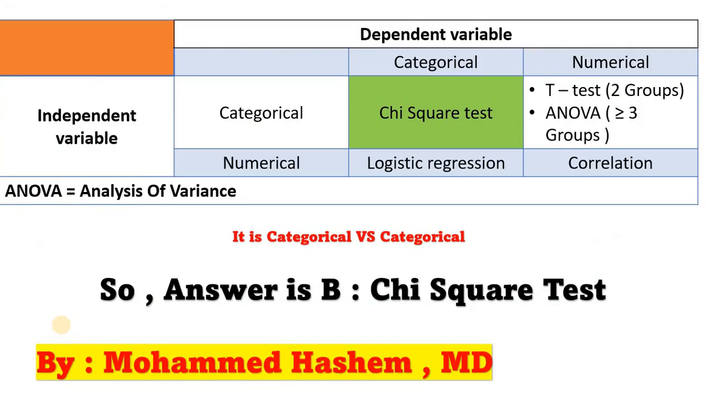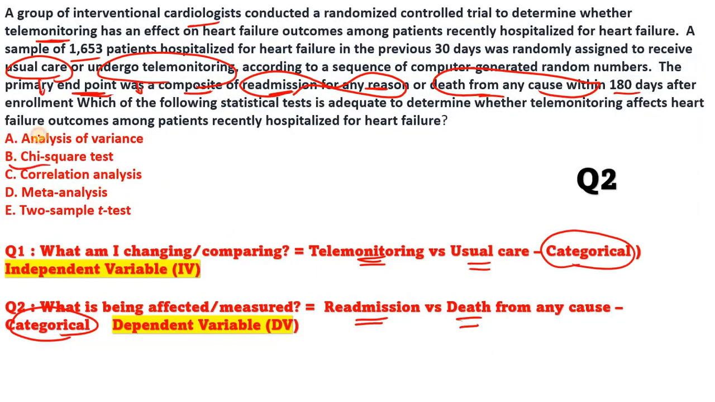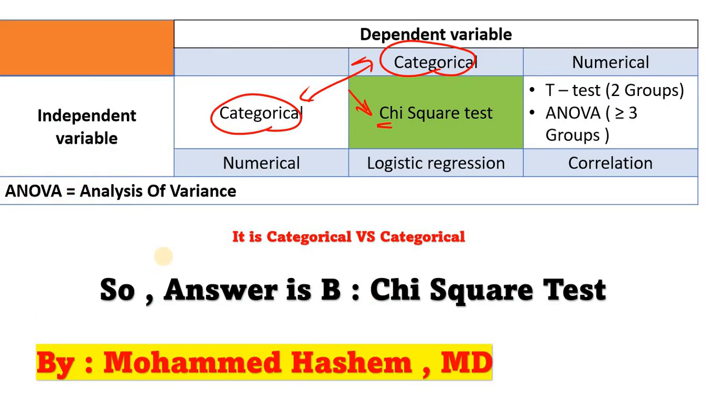According to our table, the independent variable is categorical and the dependent variable is categorical, so they are the same and start with the letter C. So your answer will be a test with a C letter, which is the chi-square test. Your answer here is chi-square test. And that's it for statistical test choice. You will never get any question wrong after this video.